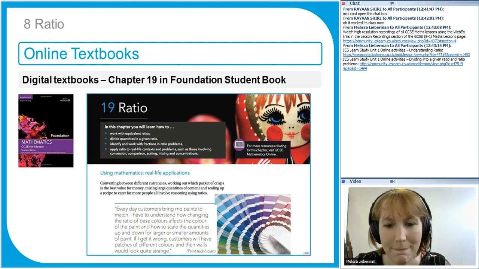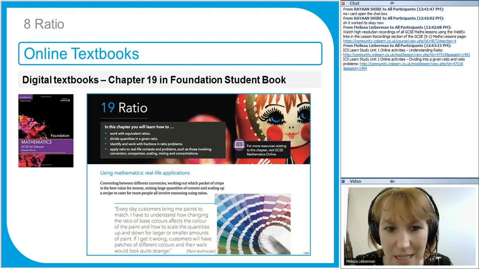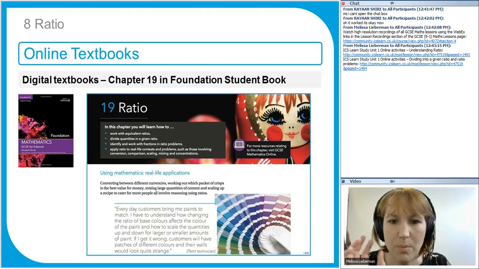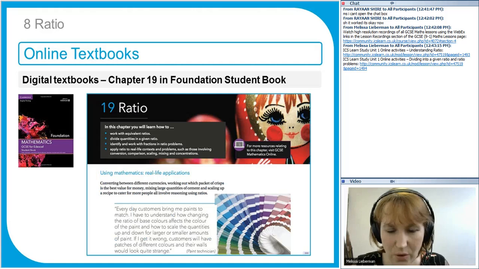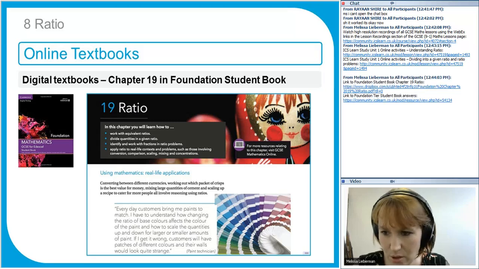For those of you using the textbooks, I know not everyone's using them because some people find them a little difficult, but most people should be able to access the foundation tier book. Even if you're doing higher tier, I think it's easier just to work through the foundation tier exercises for now. So in the textbook, it's the foundation tier book chapter 19. I'm going to give you a link to a PDF version of that chapter, so it's easier, and then a link to the answers.